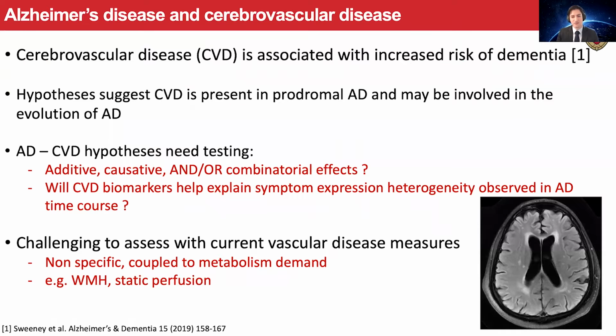Cerebrovascular disease has been strongly linked to dementia due to AD. Current hypotheses suggest that CVD is present in prodromal Alzheimer's disease and may be involved in the evolution of AD. This means that AD-CVD hypotheses need testing to determine what kind of interactions are happening. One of the major limitations to study these questions is the lack of sensitive markers to characterize CVD.